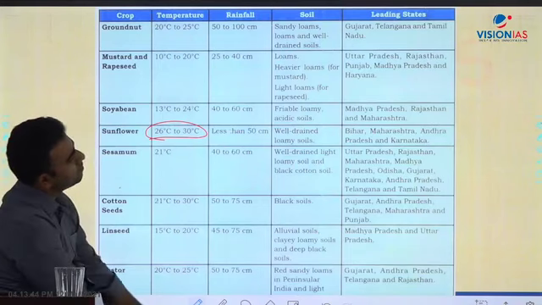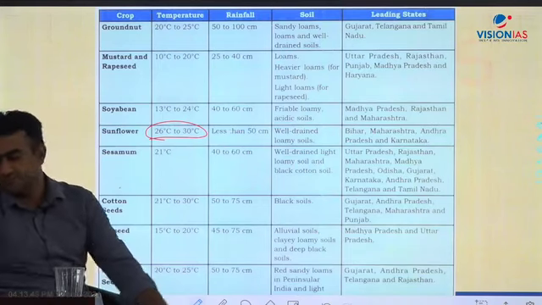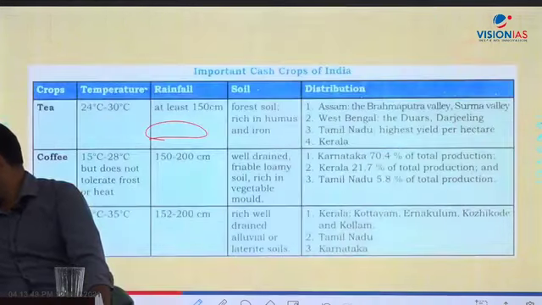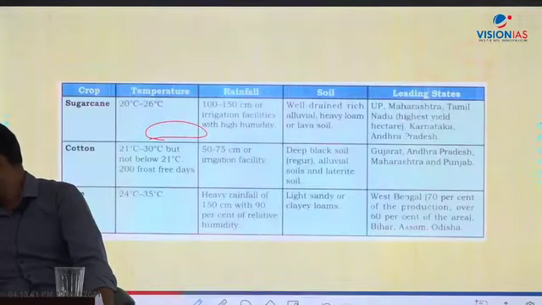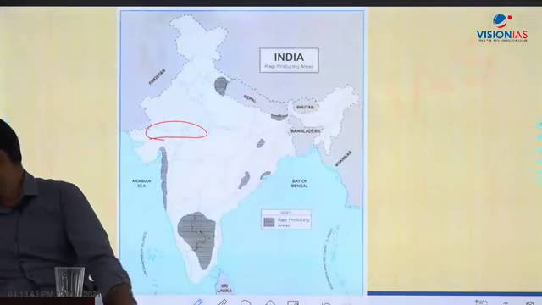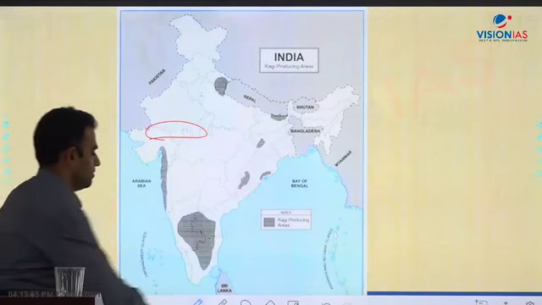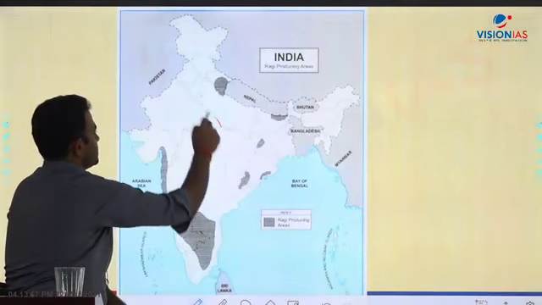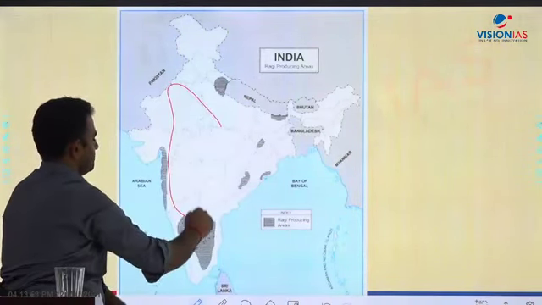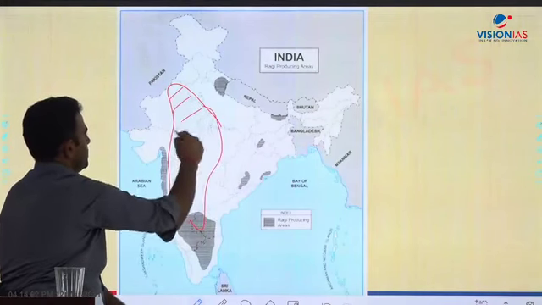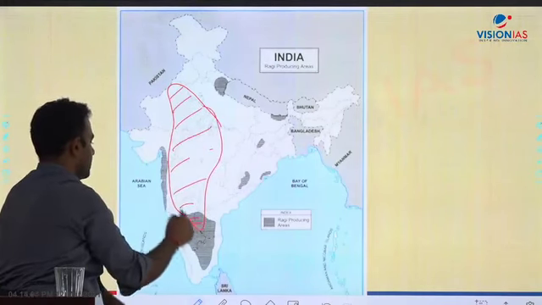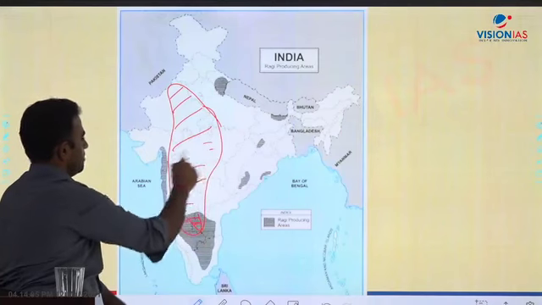And कहाँ पर? Most of the dry region. Where do you have the dry region? Let me just mark it here. It's majorly this belt. This is what is the oil seed belt. Okay, core area I am marking, we can roughly mark it.